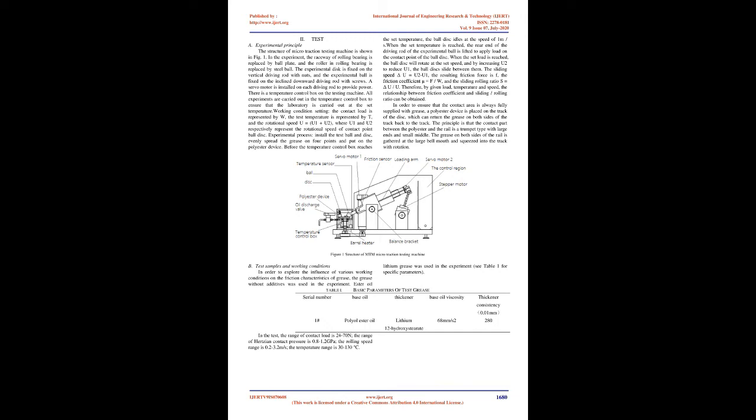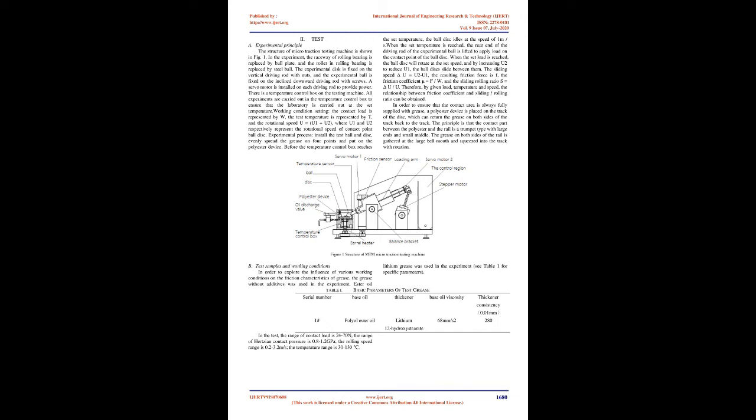This experiment mainly studies the influence of various working conditions on the friction characteristics of grease. In order to eliminate the interference of additives to the experiment, all the greases used in the experiment do not contain additives. 2. Test. A. Experimental principle. The structure of the microtraction testing machine is shown in Fig. 1.